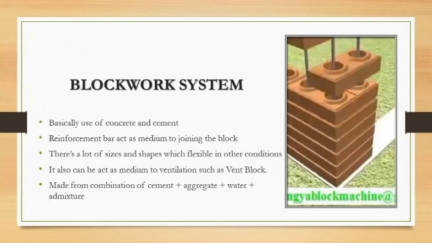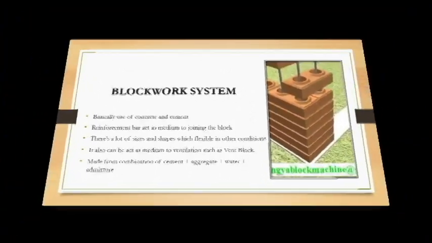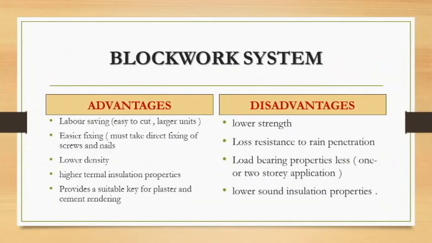The blockwork system basically uses concrete and cement. Reinforcement bar acts as the medium for joining the blocks, and there are many flexible sizes and shapes for other conditions. It can also act as a medium for ventilation, such as the use of vent blocks. The blockwork system is mostly made from a combination of cement, aggregate, water and some admixture. There are many advantages and disadvantages of the blockwork system.